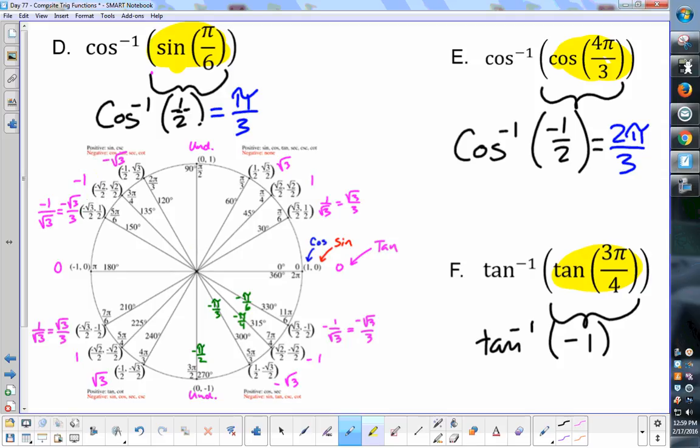And remember, tan inverse means I have to be on this semicircle, a lot like sine. And I'm looking for tan, and the only place I see that is right here. And I don't like 7π/4 because I'd rather go in the negative direction. So my answer here is negative π/4. And then on to your homework.